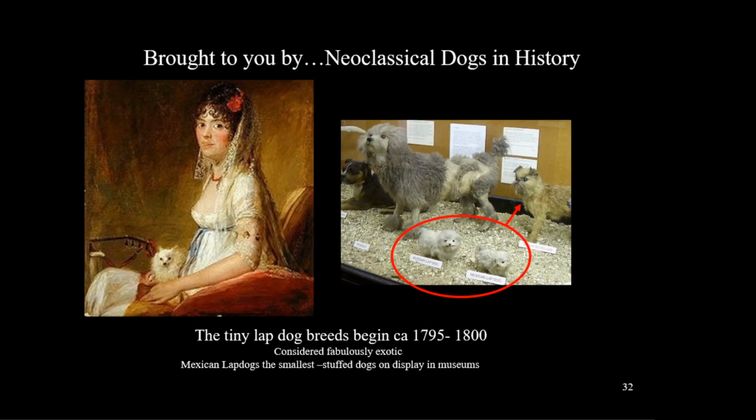This concludes our study of the neoclassical era. Our neoclassical era contribution to dogs is the invention of tiny lapdog breeds. Such small dogs were considered fabulously exotic, and fashionable ladies everywhere wanted one. A breed called the Mexican lapdog was the smallest. It was so small, one was preserved in the British Museum.